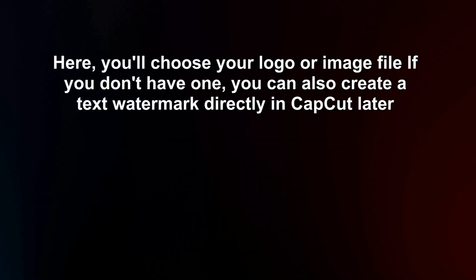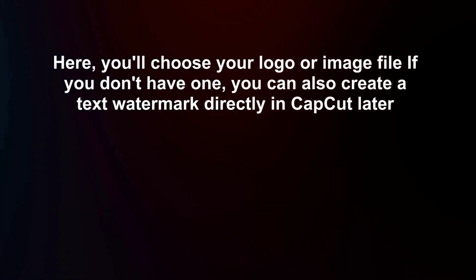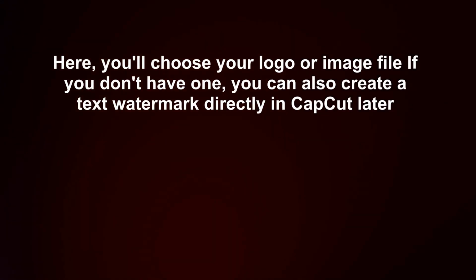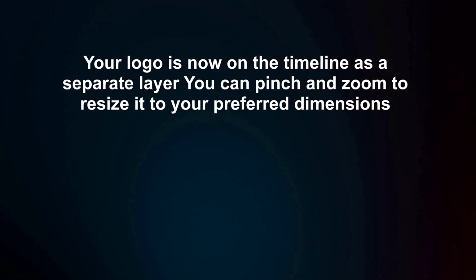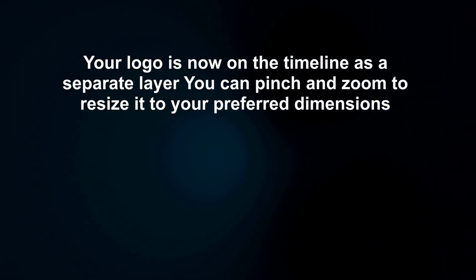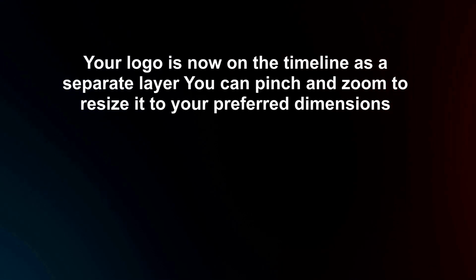Next, select Add Overlay. Here, you'll choose your logo or image file. If you don't have one, you can also create a text watermark directly in CapCut later. Your logo is now on the timeline as a separate layer. You can pinch and zoom to resize it to your preferred dimensions.